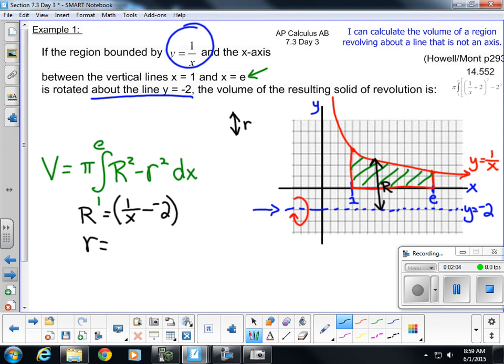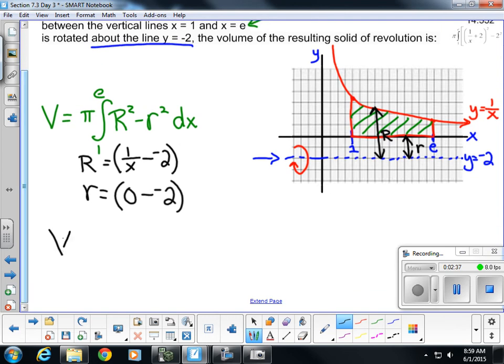Our little r is going from this line, going from y equals 0 line down to y equals -2. So our little r is going to be 0 minus -2. So those are going to be our big R and our little r. We're going to subtract them and square them.